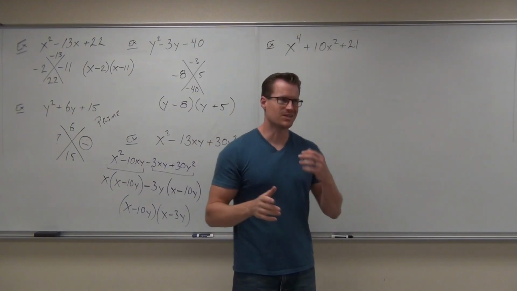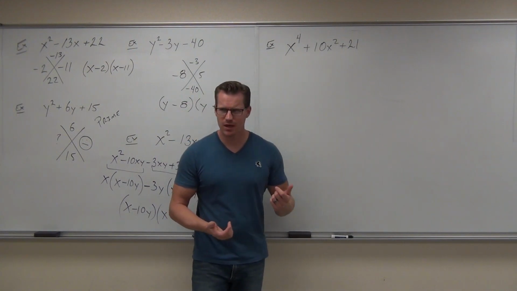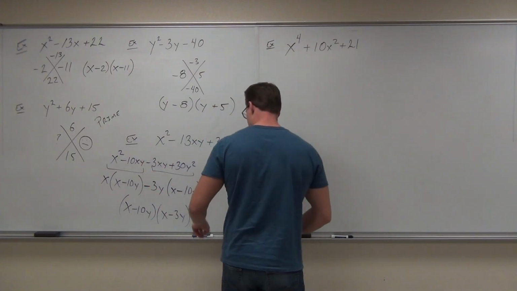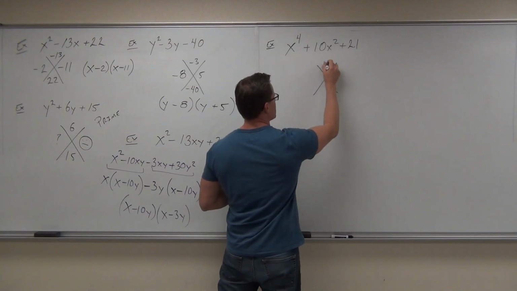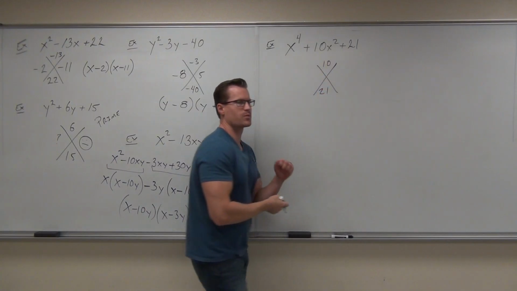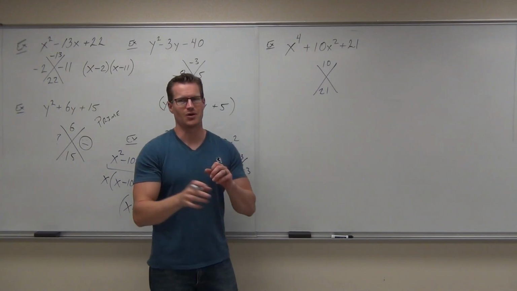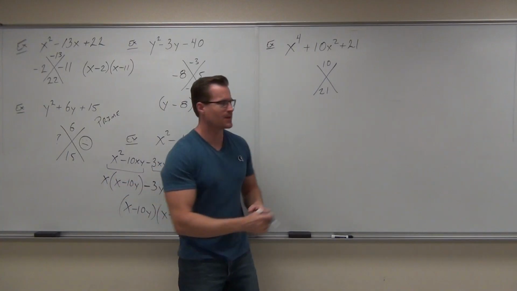No GCF. Is the first term positive? Yes. We like that. How many terms do we have? 3. What do we do with 3 terms? Let's try the diamond. So if we try the diamond, we're going to have 10, we're going to have 21. Can you verify that for me, 10 and 21? Can you think of 2 numbers that add to 10? This is an easy one. I love these ones. They're all positive. What is it? 3 and 7.